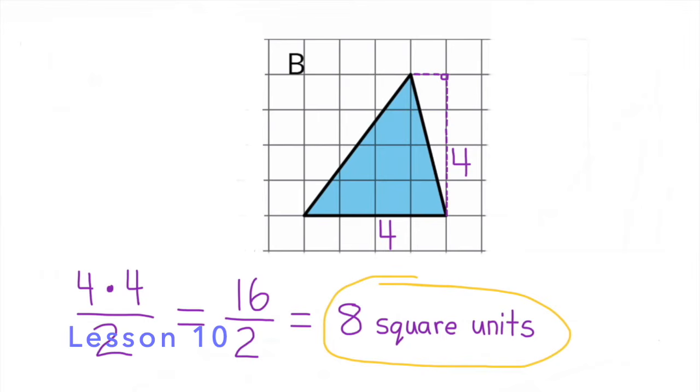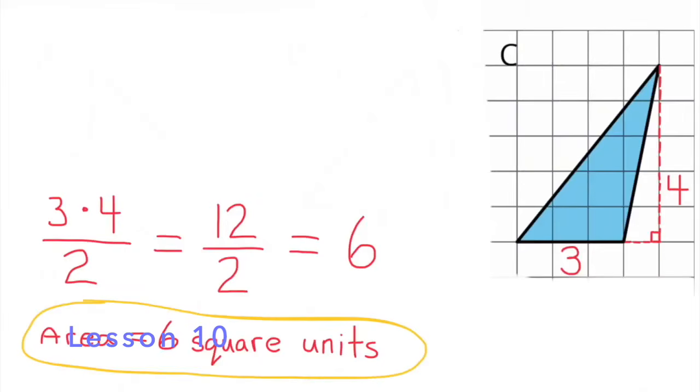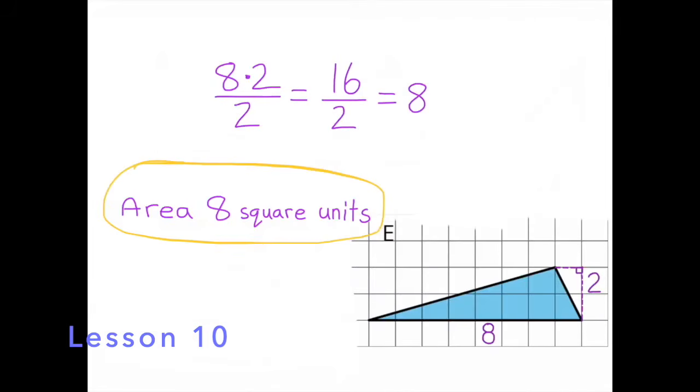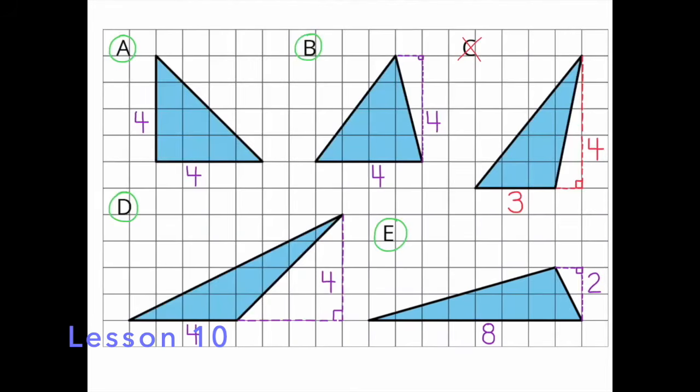Triangle B also has an area of 8 square units. Triangle C has an area of 6 square units. Triangle D has an area of 8 square units. And triangle E has an area of 8 square units. Triangles A, B, D, and E all have an area of 8 square units.